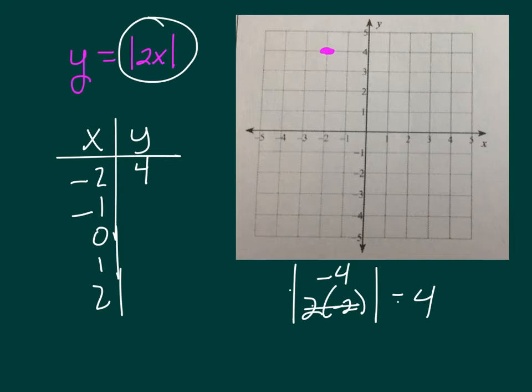Then I'm going to do the same thing with negative 1. Again, absolute value of 2 times negative 1. So 2 times negative 1 is negative 2, and the absolute value of negative 2 is positive 2. And when you plug in 0, 2 times 0 is 0. And then you do it again, so absolute value of 2 times 1. So 2 times 1 is 2, so the absolute value of 2 is 2. And you notice this kind of repeats. So we go negative 1, 2, 0, 0, 1, 2, and 2, 4.